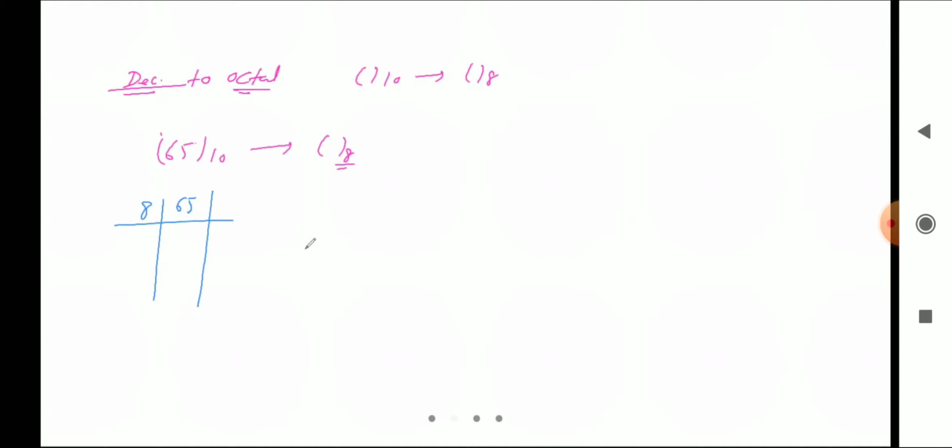Let me solve this one. 65 divided by 8: 8 eights are 64, and the remainder is 1. So we can say 65 divided by 8 gives quotient 8 and remainder 1. 8 eights are 64, so the quotient is 8 and the remainder is 1.